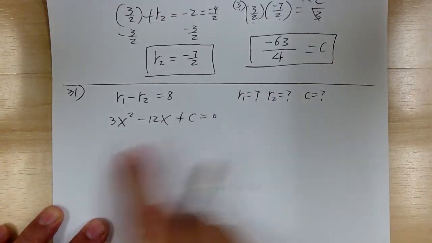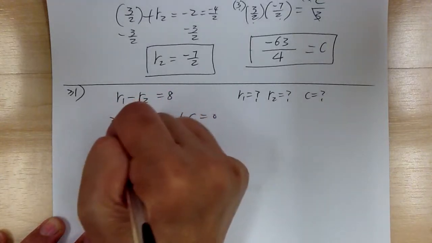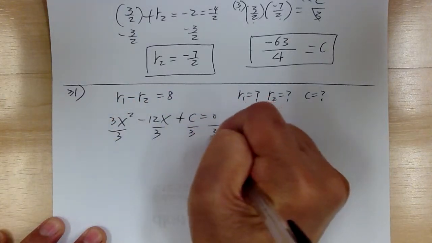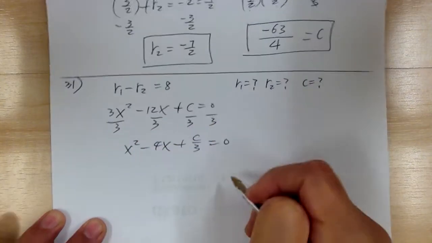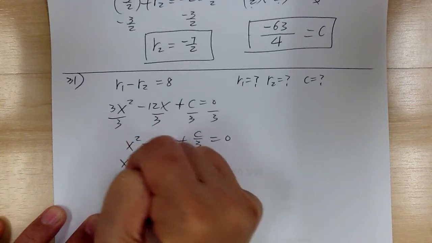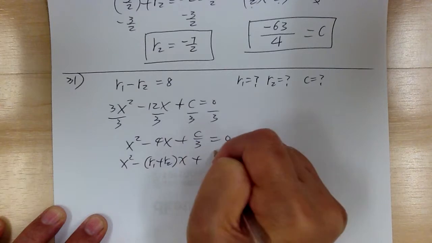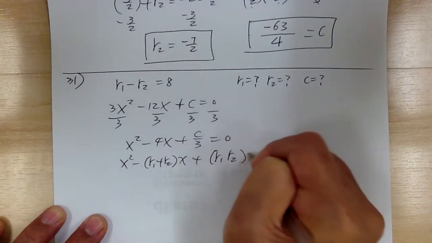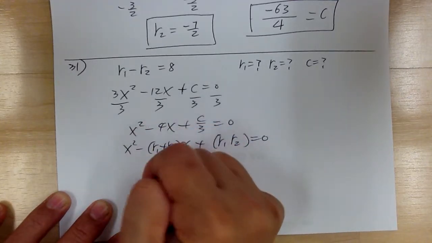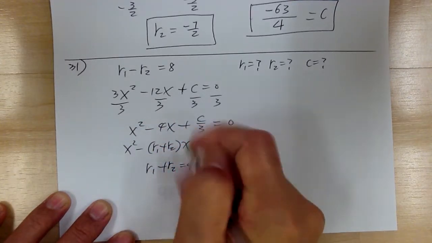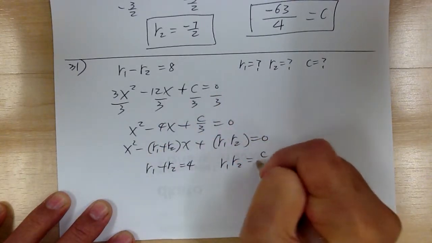Okay, so this is all the information you have, right? So again, first you have to get rid of that 3. So you got x squared minus 4x plus c over 3 equal to 0. And after that, you write down your root equation. Then you do the matching. The negative already matched, so you get R1 plus R2 equal to 4 from here, right? Matching. From here, you're going to get R1 times R2 equal to c over 3.